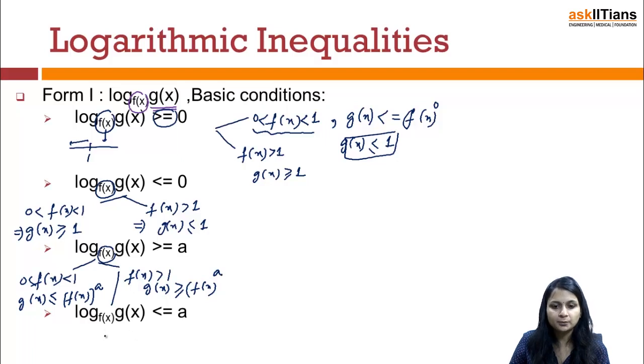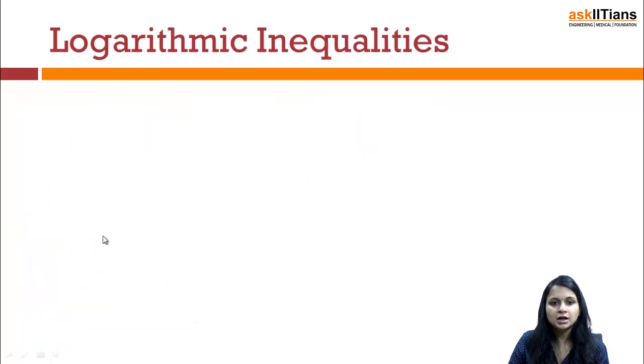Similarly we can operate the last case in the same way. If f(x) is between 0 and 1, the sign of inequality would become greater than or equal to; if f(x) is greater than 1, it would remain the same, less than or equal to. Let's take the next form, form number 2, and its various cases.